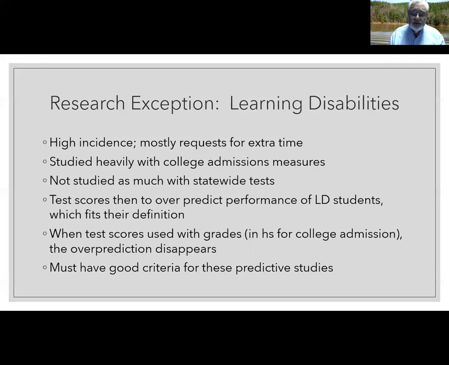But what has been found is that you should never use one test alone to make important decisions. We should use multiple measures whenever possible. In college admissions, they don't only look at test scores, but they look at high school grades, for example. And when you combine grades and test scores in a multiple regression format, there is no overprediction. That has been found in a number of settings, and it's a very useful finding.